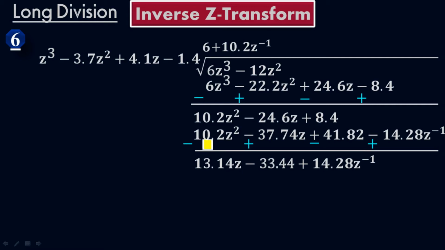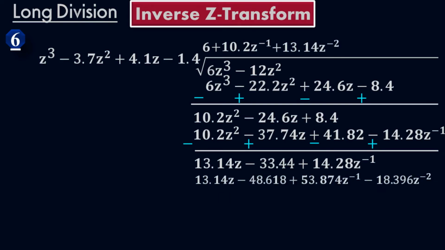Look, this negative 10.2z squared cancels with the positive 10.2z squared. Positive 37.74z minus 24.6z equals 13.14z. Negative 41.82 plus 8.4 equals negative 33.44. Then put this plus 14.28z to the negative 1 as it is. Make sure it is no more negative, it is positive now. So put positive here. Now take the product with 13.14z to the negative 2.